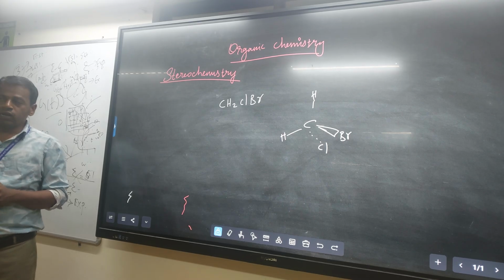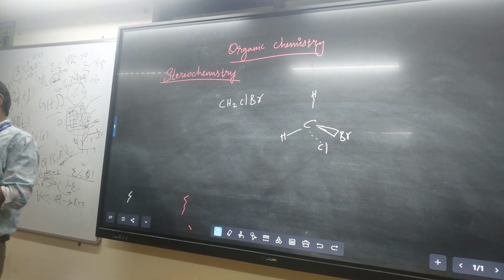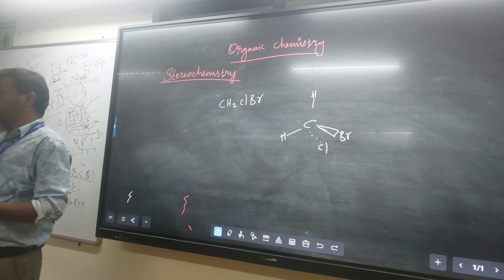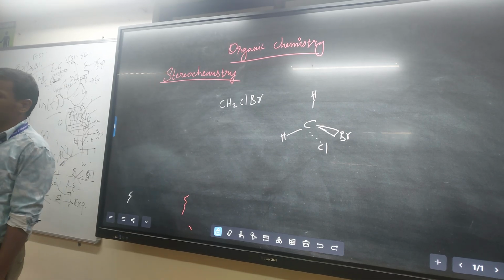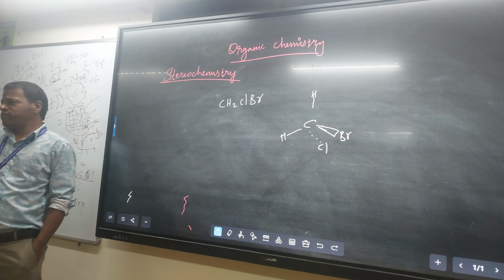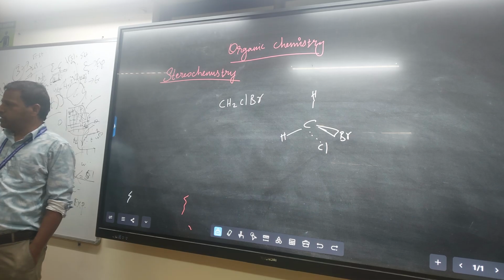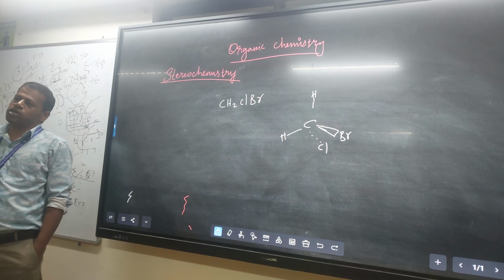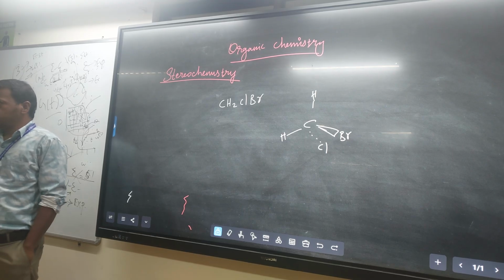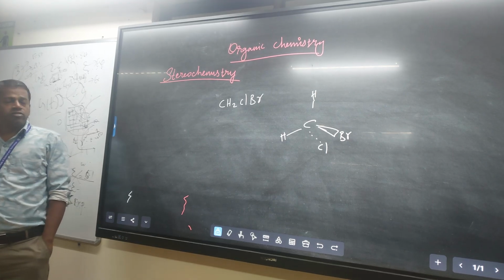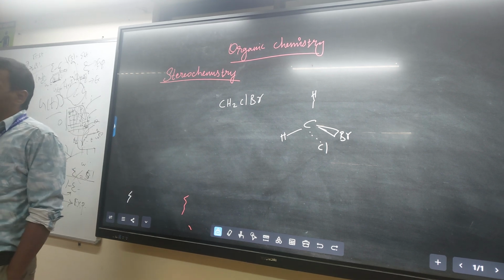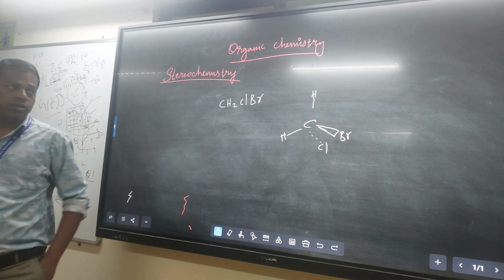Stereochemistry is a separate topic for MSc students. Only stereochemistry is a single paper. But here it is not like that. We just have to touch on it everywhere. Similarly, the conformation of organic molecules also comes up everywhere. We just have to touch that topic. That's it. So stereochemistry means we are studying the molecules in a three-dimensional way.